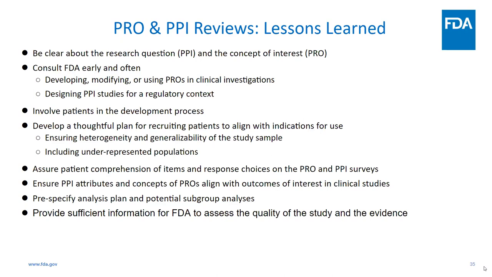We want to make sure that patients understand the items and the response choices, and that the concepts that are being measured, either using the patient-reported outcome measure or collected as attributes in the patient preference study, are ones that align to the clinical trial itself, that things are pre-specified, and that you give the evidence to FDA that can help us assess the quality of the study and the evidence that's been collected so that we can make an informed decision.